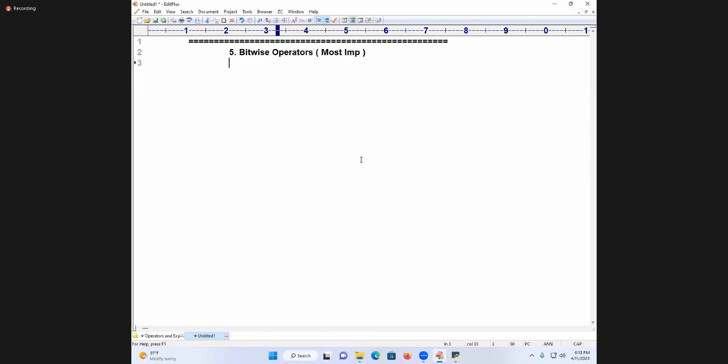Who knows C language here? Girls, even when I say good evening, you are not saying good evening. You are so busy. Do you know C language? Don't know, only Python. Okay. Boys, who knows bitwise operators? Who knows C language? Don't know. You know, but you forget.